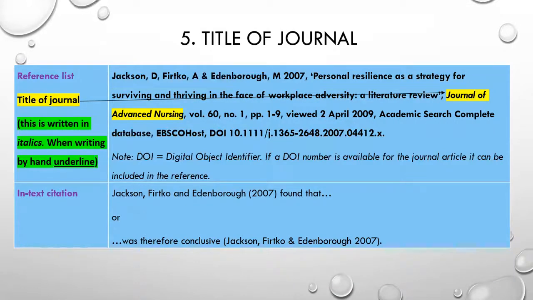Next, we put the title of the journal. Now please note, you must write this in italics if you are typing it. If you are writing it by hand, then you should underline it. Here, the title of the journal is Journal of Advanced Nursing. Now please note, it is not always called a journal. Only write the title of the journal that you find. Do not add the word journal.